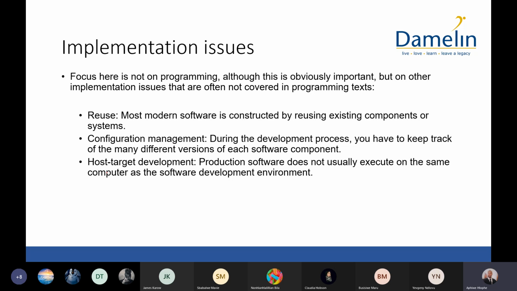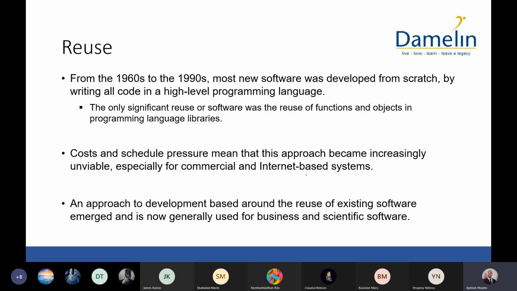And also we're going to discuss host target development. Production software does not usually execute on the same computer as the software development environment. Okay, so your production environment and your local environment are not the same, and that's going to be a challenge for you as well. And we're going to talk about that in the later slides. Okay, so let's start talking about reuse.